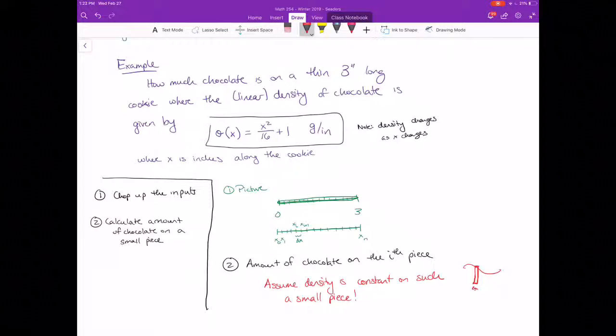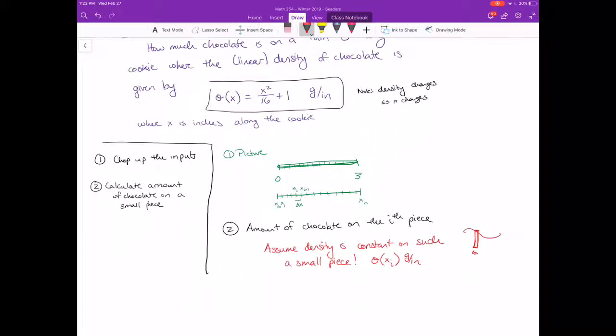And then when you let the number of subdivisions go to infinity and delta x go to 0, it didn't matter that it's not really constant. So I'm going to assume it's constant on such a small piece. And so at the x sub i-th piece, I'll look at what the density is on, say, a left input of that piece. I could do left or right, it doesn't matter. So left or right Riemann sum.